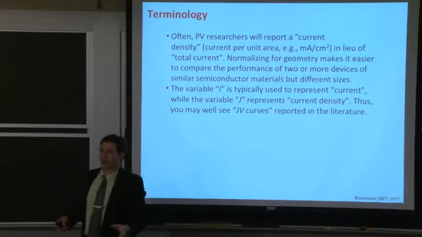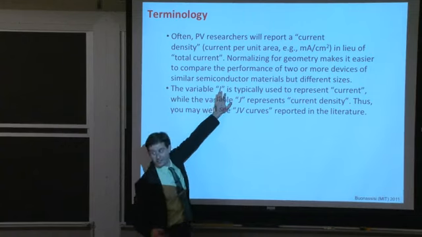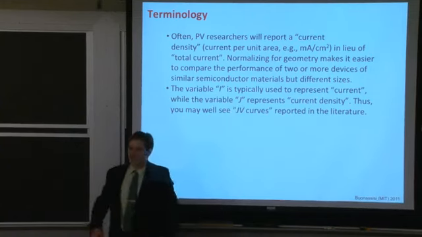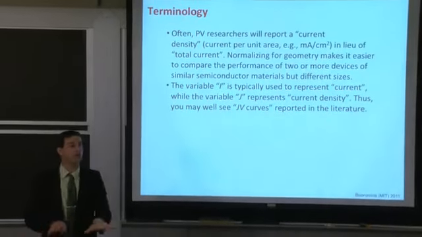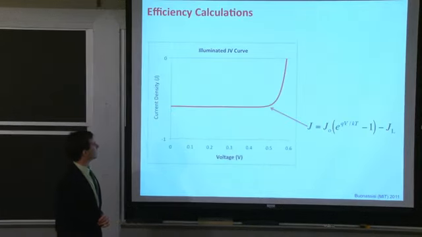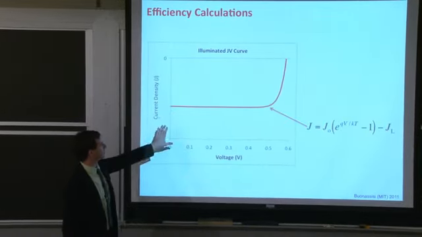So if we're calculating power, we'll have to use I. We'll have to multiply I times V. But if we're just looking at one solar cell versus another, we can use J as a very convenient way of comparing one solar cell versus another. Cool. OK, so the illuminated IV curve looks something like this, right?